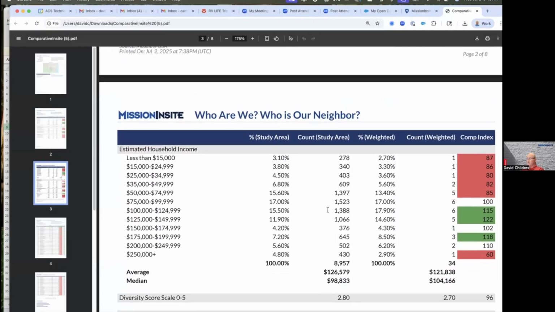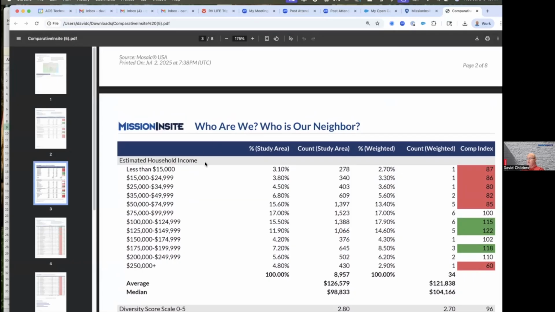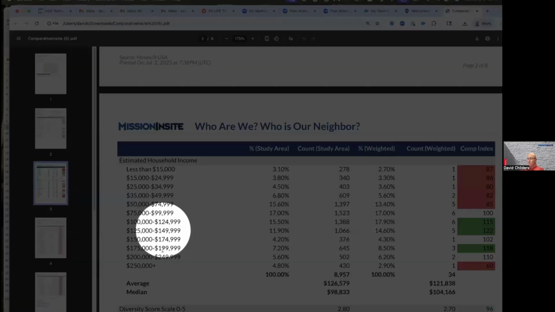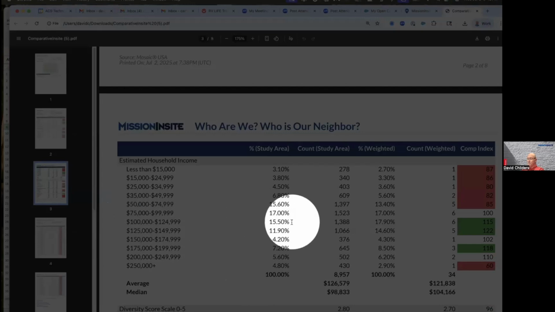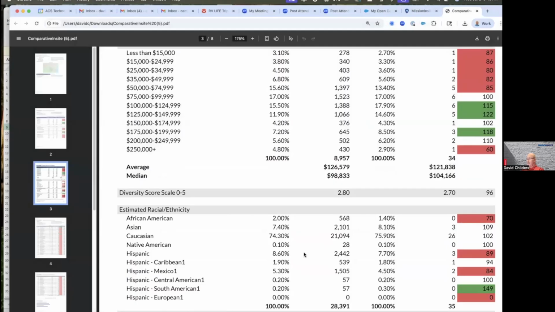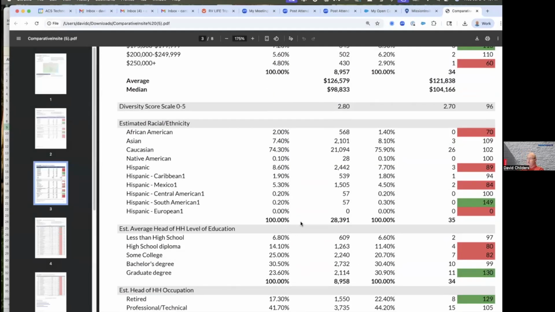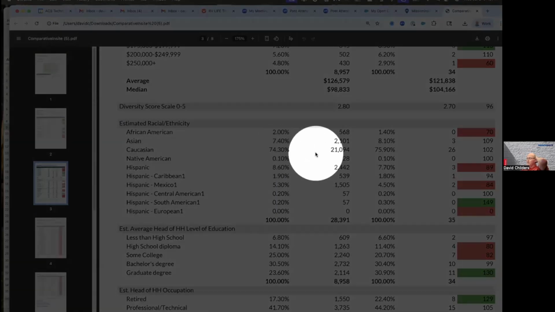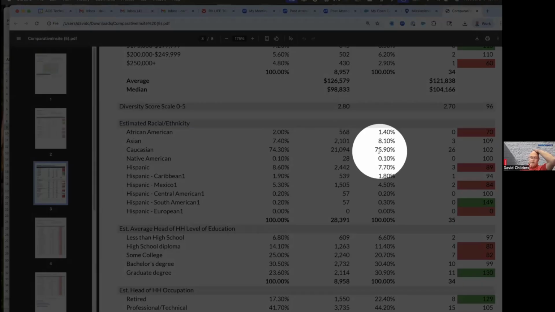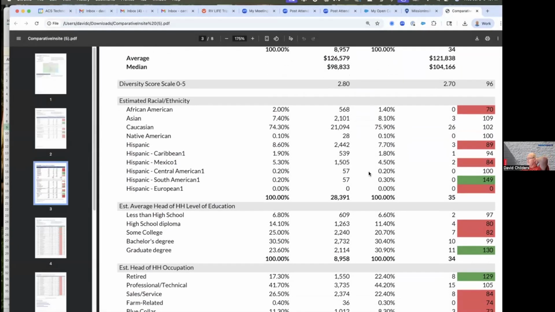Who are we as neighbors? Look at estimated household incomes. Where's the money at in this neighborhood? Somewhere between $50,000 and $150,000, both church and study area. If I go on down, I look at ethnicity. What do I see? This is not going to shock you. 74% are Caucasian. 75% of our congregants in that community, Caucasian.